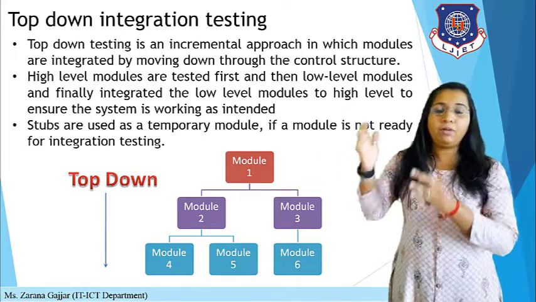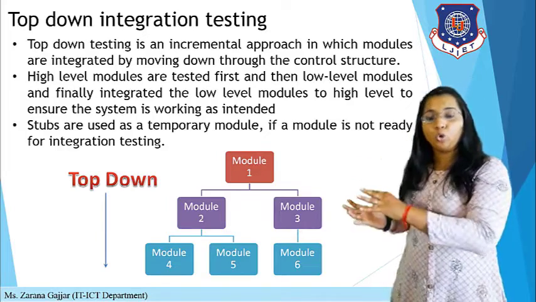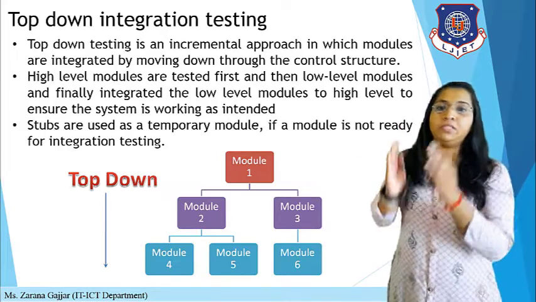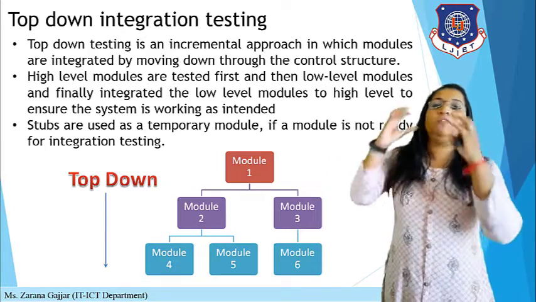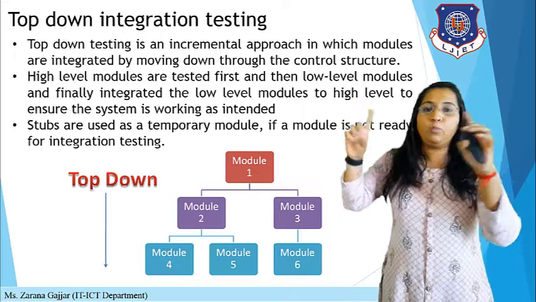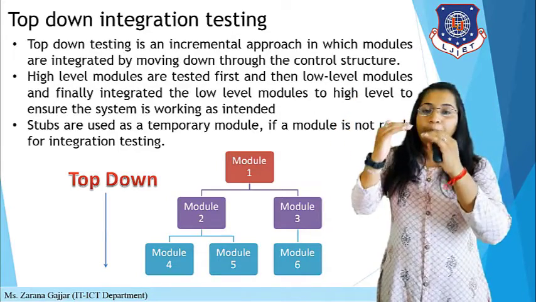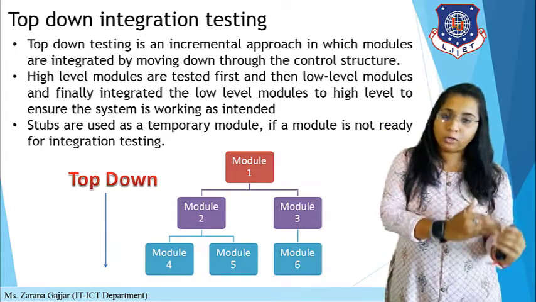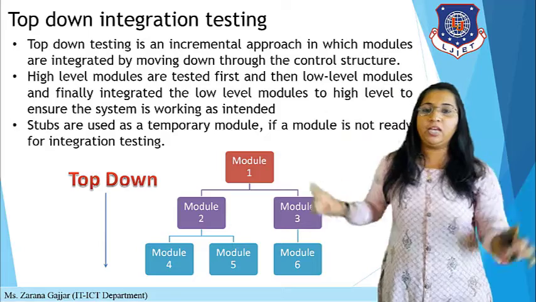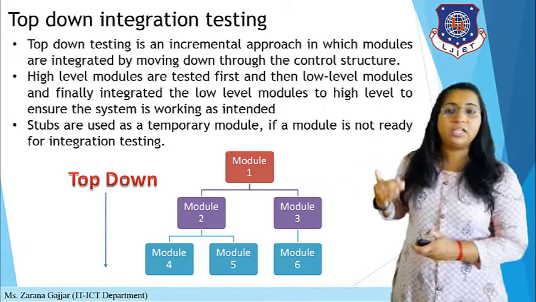High level modules are tested first and then you integrate the low level modules into the high level ones. If you have tested module 1, then you integrate modules 2 and 3 with module 1 and check modules 1, 2 and 3. Then you integrate module 2 with 4 and 5, and module 3 with module 6, and you check the whole product. This is how the top-down approach works.